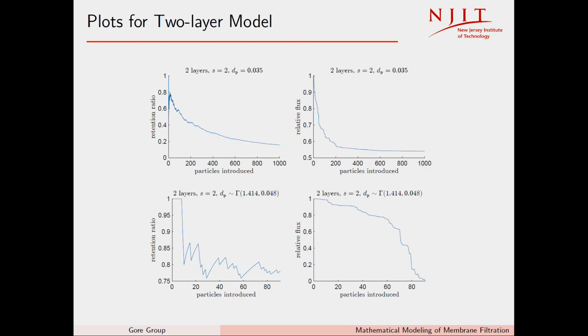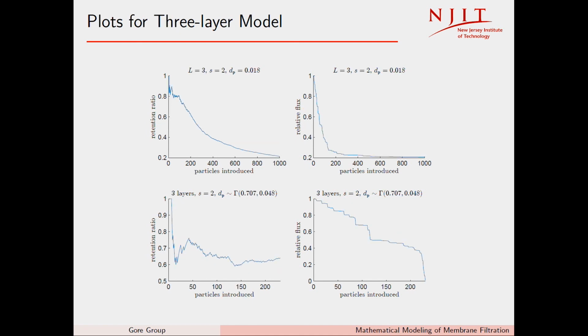Here we have plots for the two-layer local model, and we see exactly what we would expect. Here we have the fixed particle sizes and the distribution of particle sizes, and they are what we expect. Similarly, we can do this for 3 layers. The model that we developed was for an arbitrary number of layers. These are just the examples for 1, 2, and 3 layered cases, but it can be developed for any number of layers.